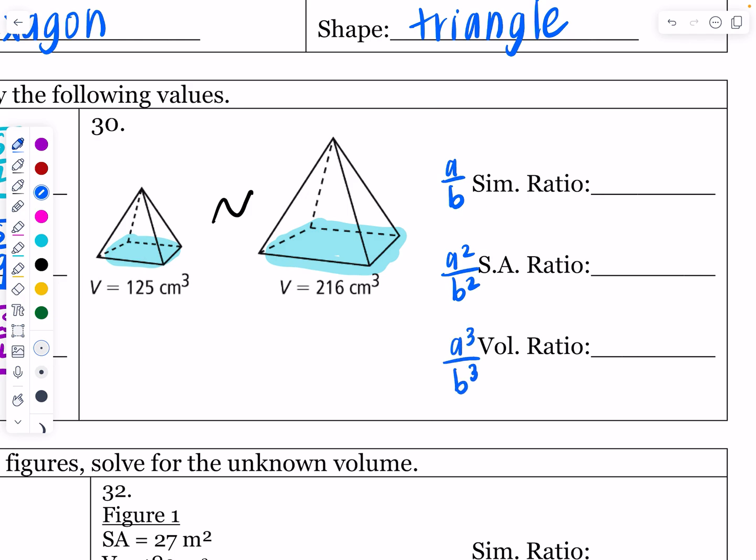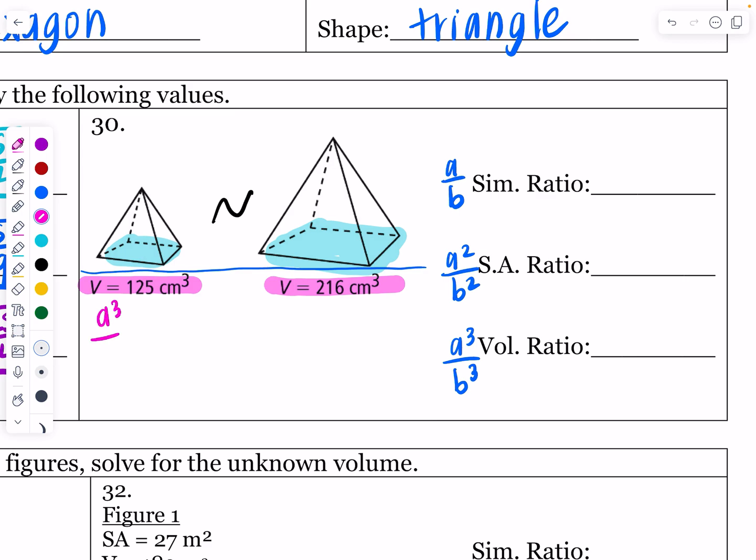So we're given these two players. We know nothing about their dimensions, so we can't actually find the surface area, volume, or similarity ratio because there are no dimensions listed. But we do have some information given about them. We have a little stat sheet that says the volume of this one is 125 centimeters cubed, and the volume of this one is 216 centimeters cubed. So what level does that go with? That goes with the third level, volume ratio.